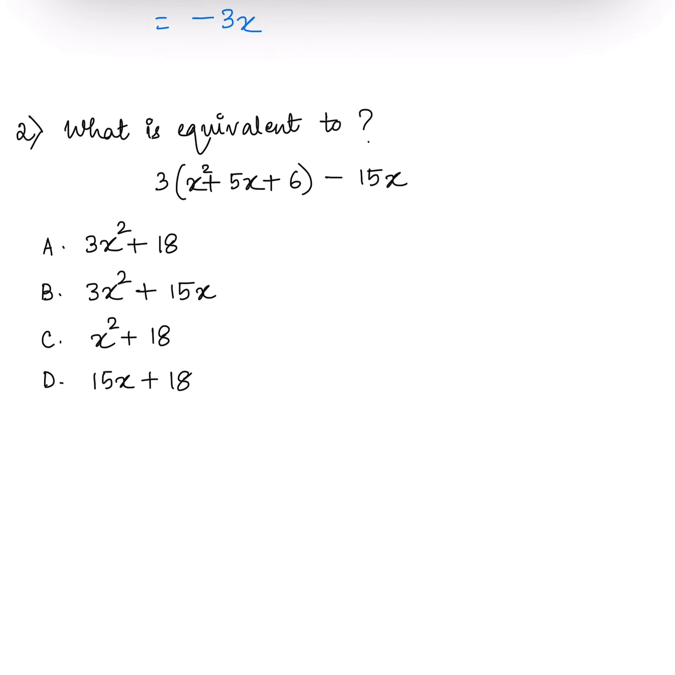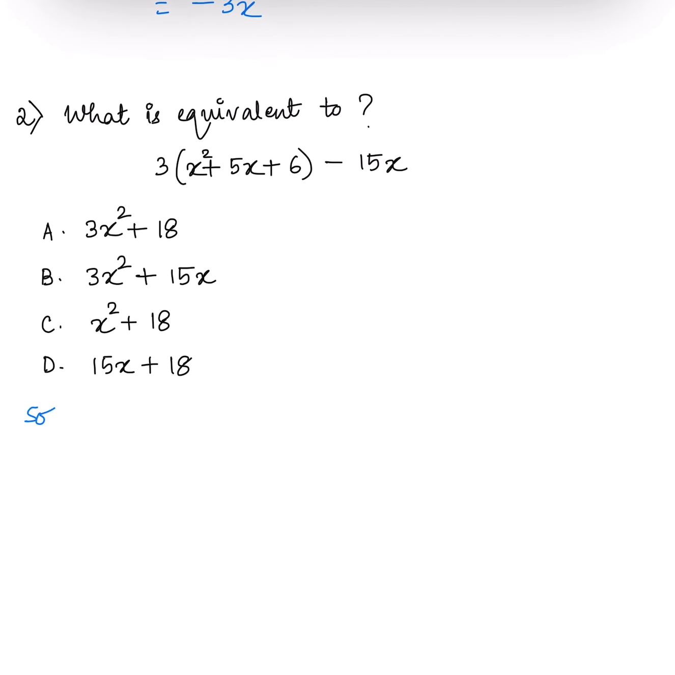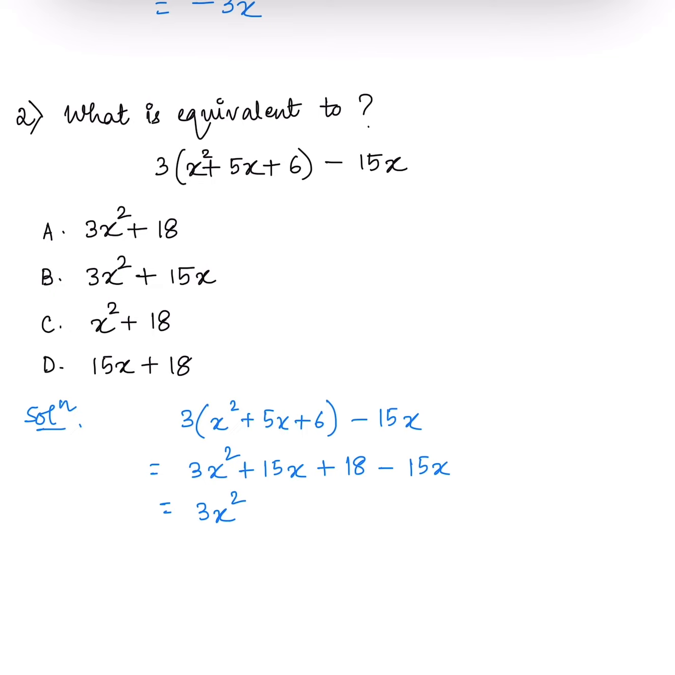Now the second one. This is the expression. Let's write it first. 3 into x squared plus 5x plus 6 minus 15x. So 3 into x squared, plus 3 into 5, 15x, plus 3 into 6 is 18, minus 15x. Let's rearrange so that the like terms are together. 3x squared. x and x are like terms, so plus 15x minus 15x, and this is plus 18.